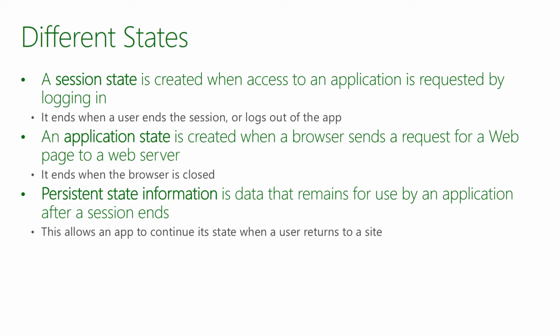Persistent state information is data that remains for use by an application after a session ends. This allows an app to continue its state when a user returns to a site, which can obviously be very useful for a certain number of applications.